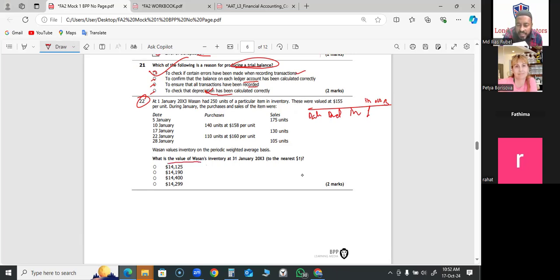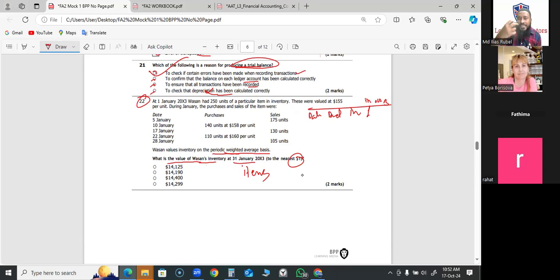What is the value of Wasan's closing inventory? You need to find how many items are there and what is the value of it. You multiply. What method do they follow? They follow weighted average, periodic weighted average, not FIFO, not LIFO. LIFO is not in the syllabus these days. So average shortcut, learn from me.